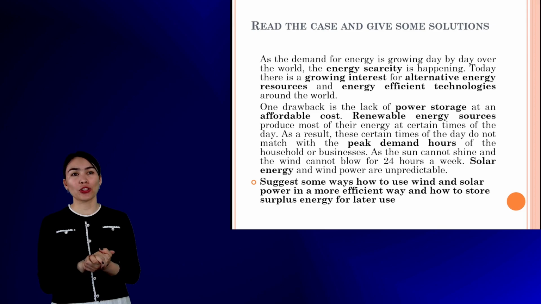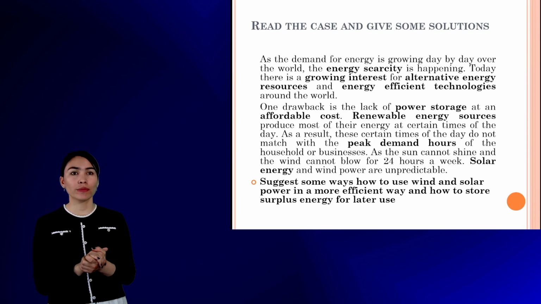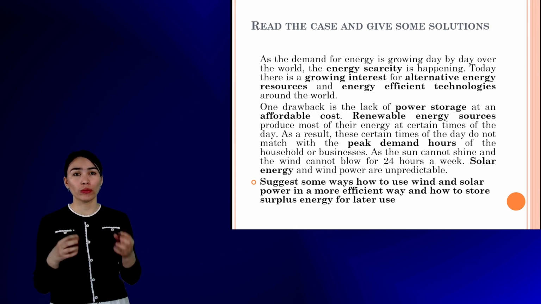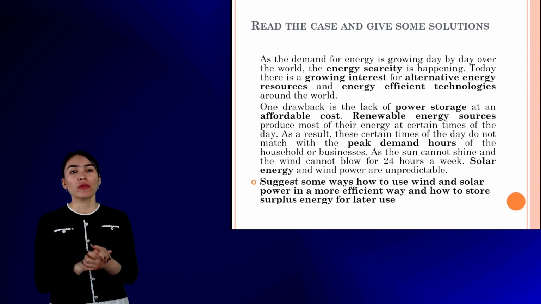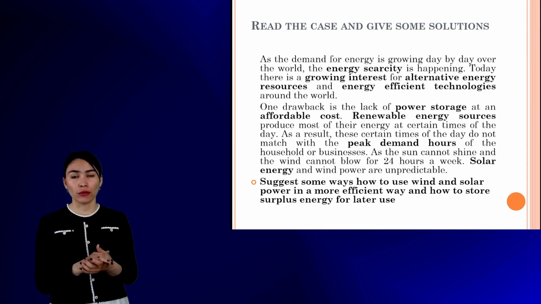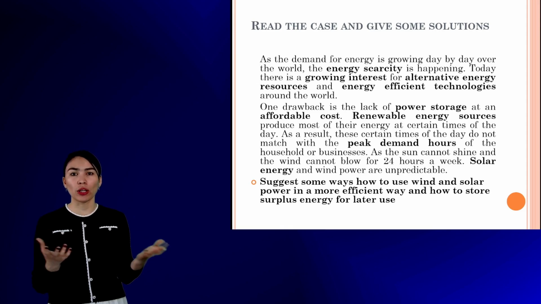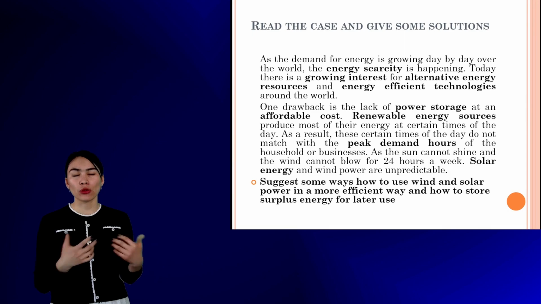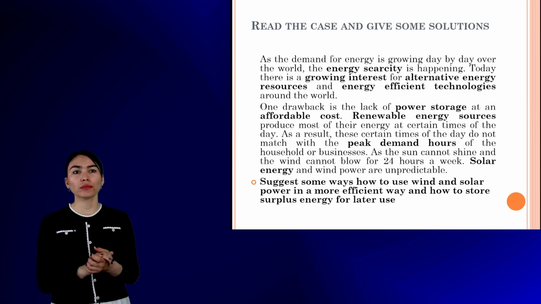As the demand for energy is growing day by day over the world, energy scarcity is happening. Today, there is growing interest in alternative energy resources and energy efficient technologies around the world. One drawback is the lack of power storage at an affordable source. So there are no power storage things or devices maybe. Renewable energy sources produce most of their energy at certain times of the day. Like the sun, for example, only in the daytime you can have solar rays or solar radiation.